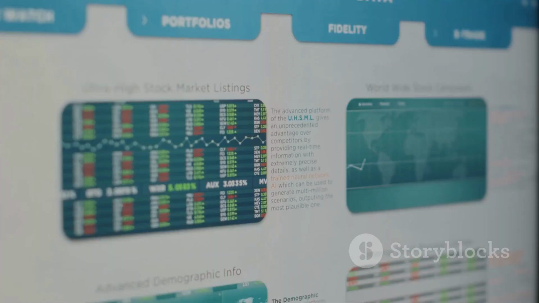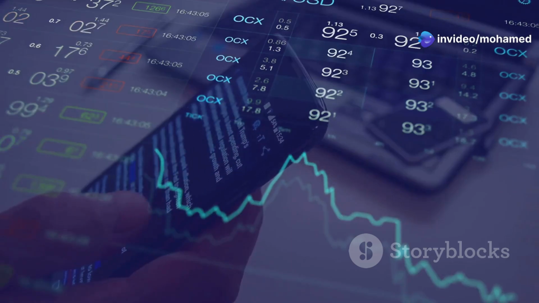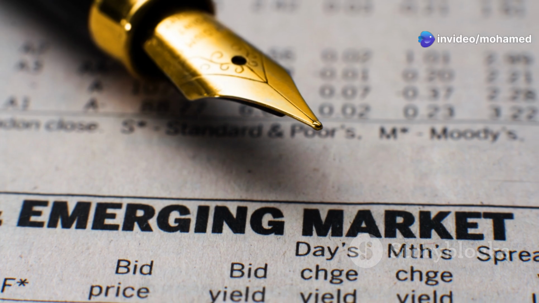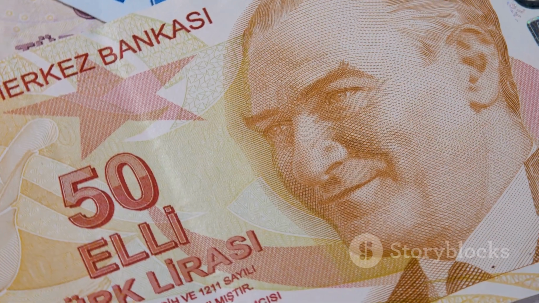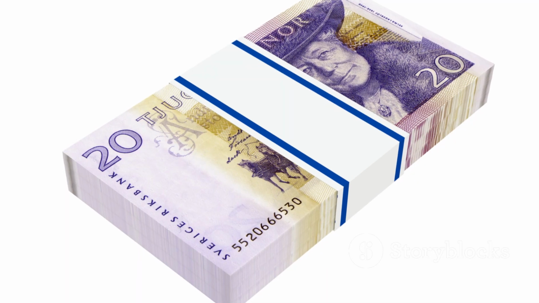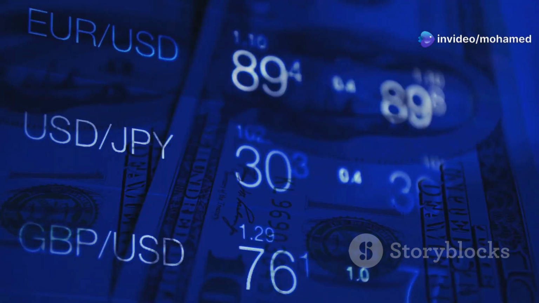Now for the wild side, exotic pairs. Sounds exciting, right? It can be. An exotic pair has one major currency, paired with a currency from an economy that is smaller or emerging. Think countries like Mexico or Turkey, or South Africa or Sweden. So one well-known currency, and one less commonly traded.